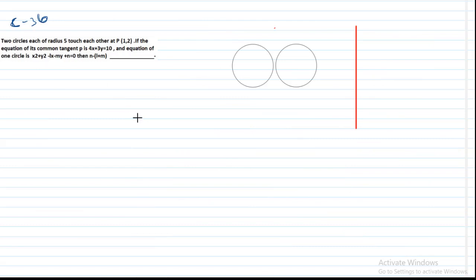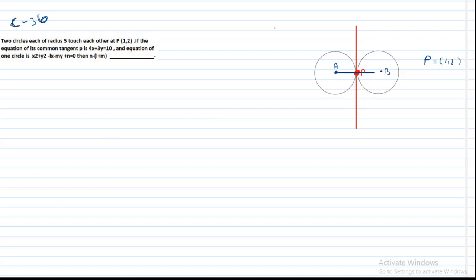Okay students, 36th problem. If two circles each of radius 5 touch each other at P(1, 2). See, two circles are given. This is one circle. This is another circle. Touch each other at a point P. Assume that they are touching each other externally at point P. Coordinates of P given as (1, 2). Let A be the center of the first circle and B be the center of the second circle. In the basic theorem, we can say that A, P, B are collinear.